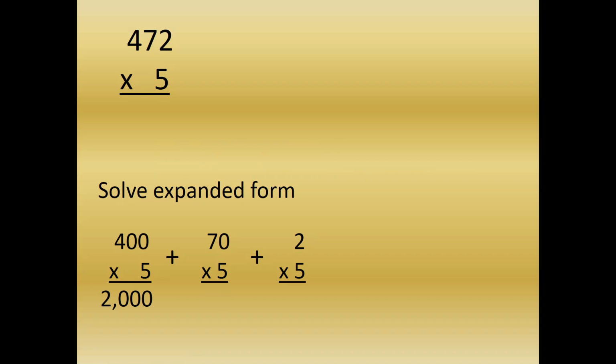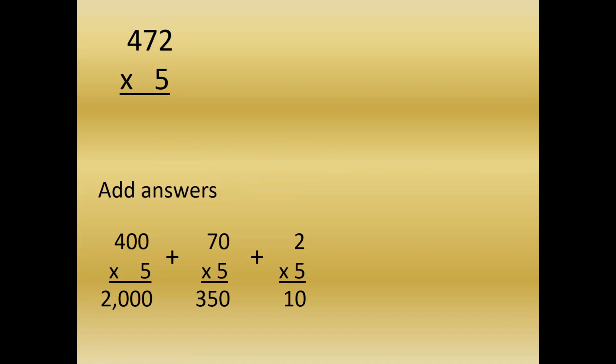Now 70 times 5. So if we do 5 times 7, let's go through our 5 times tables quickly. So we have 1 times 5, which is 5, 2 times 5, which is 10, 3 times 5, which is 15, 4 times 5, which is 20, 5 times 5, which is 25, 6 times 5, which is 30, and 7 times 5, which is equal to 35. So we know that's 35, we add 1 0 onto the end of it. So equals 350. And then lastly, we're going to do 2 times 5, which is 10.